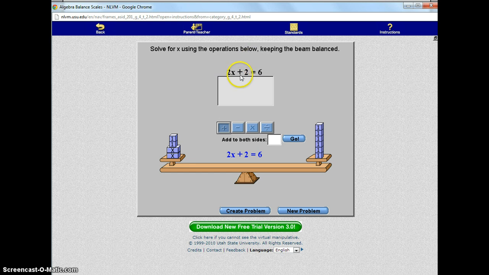Notice the equation has an addition. It has a plus 2. So that means we will need to subtract 2 from both sides of the equation. By subtracting 2 from both sides, we keep the equation balanced. Next, notice there is a multiplication. In order to get rid of the multiplication, we have to divide both sides by 2. That isolates the x on the left side of the equation. It keeps the equation balanced, and it tells us that x is equal to 2.